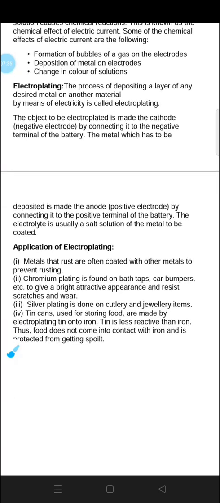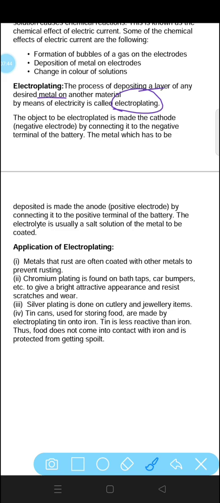Now, what is electroplating? The process of depositing a layer of any desired metal on another metal is called electroplating. So if we have any iron utensil and we would like to coat it with zinc metal, that would be called electroplating. The object to be electroplated is made the cathode. The iron object that we are electroplating will be the cathode.